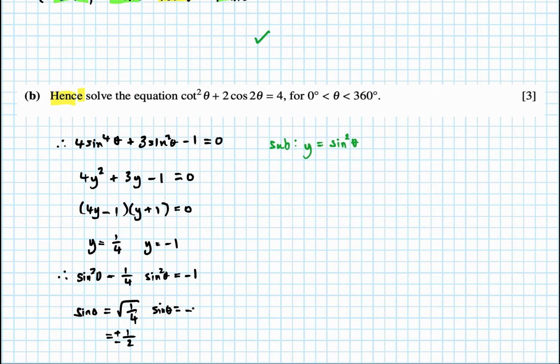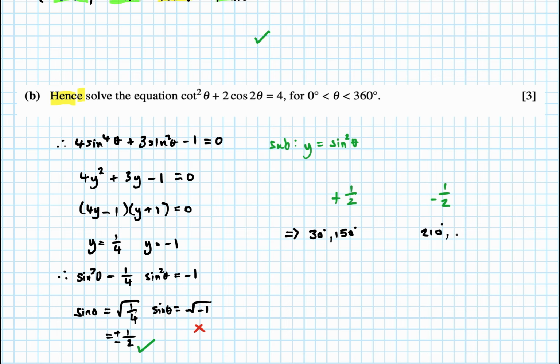You'll be doing that soon enough, complex numbers. Well, that particular number anyway. Maybe not with trigonometry as much. Okay, so you'll end up with plus 1/2 and minus 1/2. You can use your CAST, your unit circle. You can use your graphs.